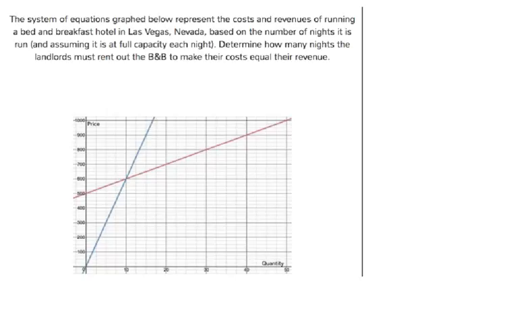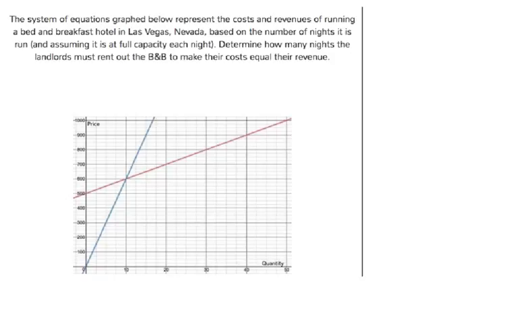The system of equations graphed below represent the costs and revenues of running a bed and breakfast hotel in Las Vegas, Nevada, based on the number of nights it is run and assuming it is at full capacity each night. Determine how many nights the landlords must rent out the B&B to make their costs equal their revenue. So, let's take a look.